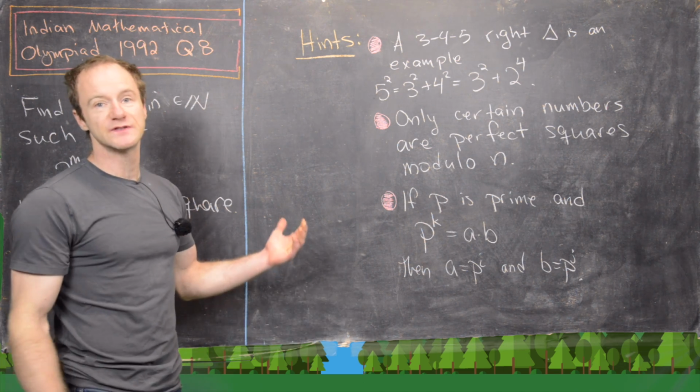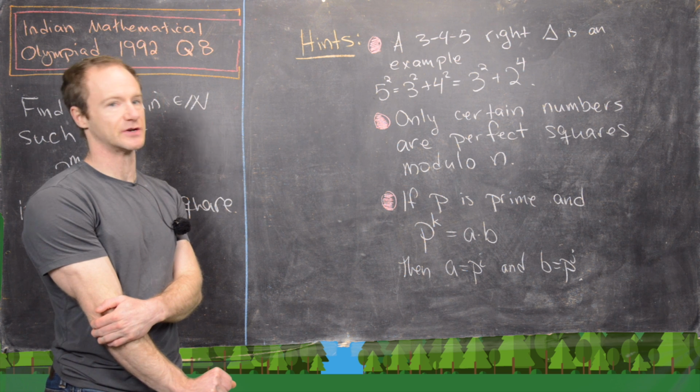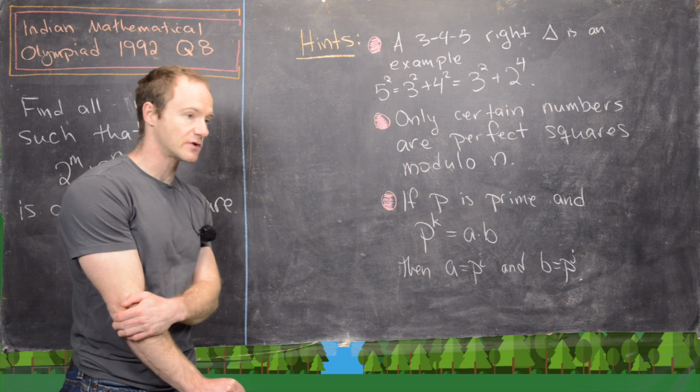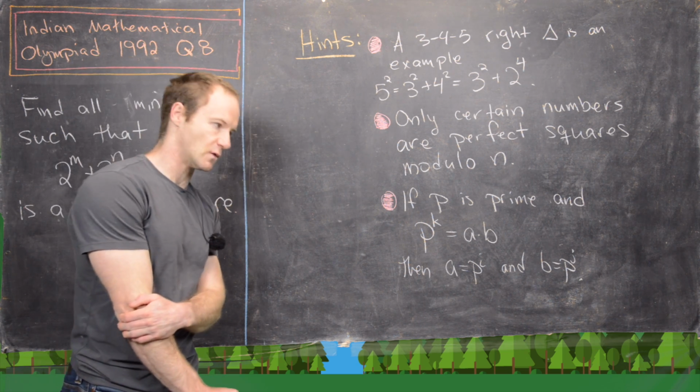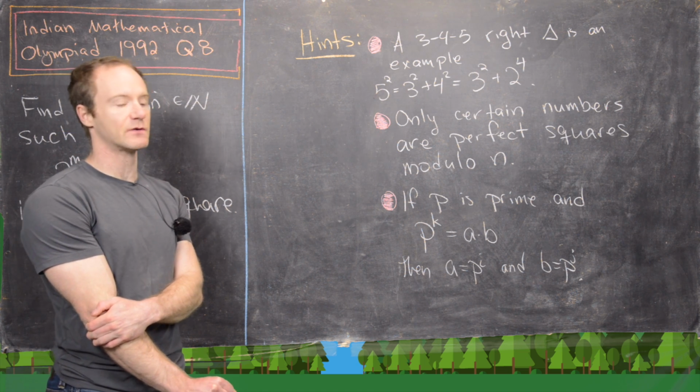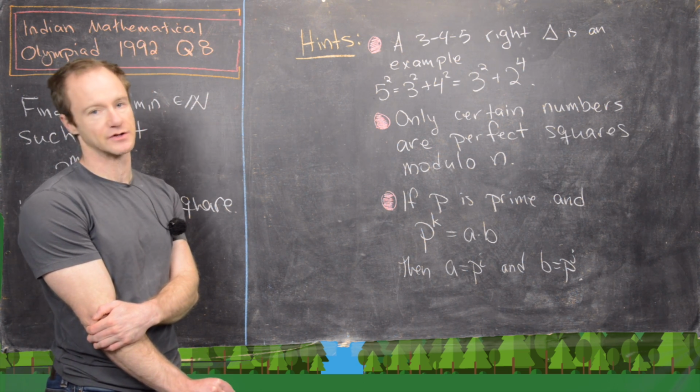Then our next hint is that only certain numbers are perfect squares modulo n. And so we'll use that a couple of times in our solution. For example, if we are working mod 3, notice 0 squared is 0, 1 squared is 1, but 2 squared is equal to 4, which is equal to 1. So 0 and 1 are the only perfect squares modulo 3.